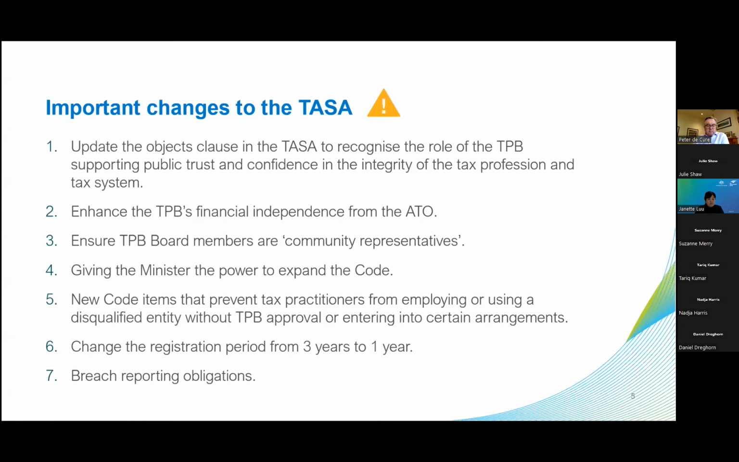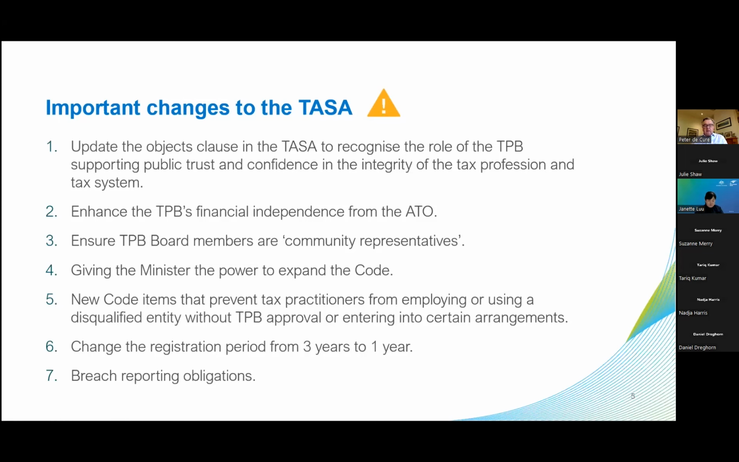These changes will commence in 2024 and include expanding the Code of Professional Conduct, or Code, to prevent tax practitioners from employing or using the services of a disqualified entity without the approval of the TPB. It will also prevent tax practitioners from entering into certain arrangements with a disqualified entity. The changes will give the Minister the ability to expand the code and to include additional obligations that tax practitioners must comply with to address emerging or existing behavioural risks and practices within the profession.